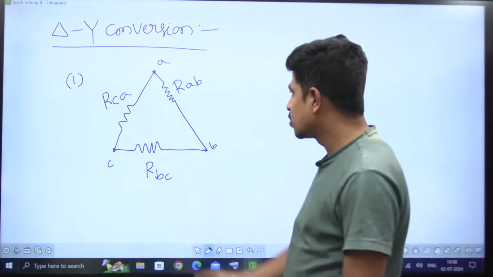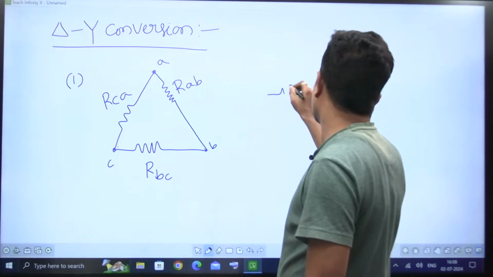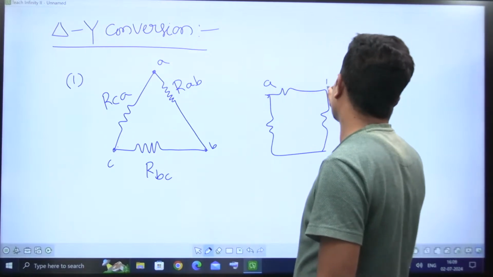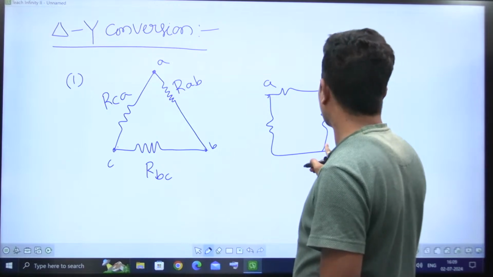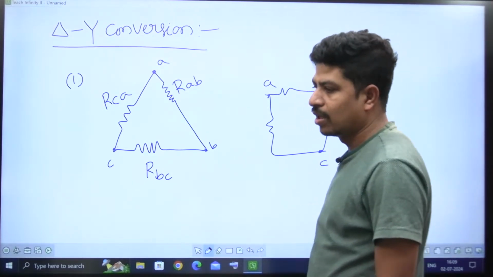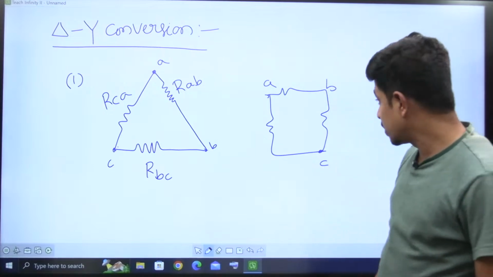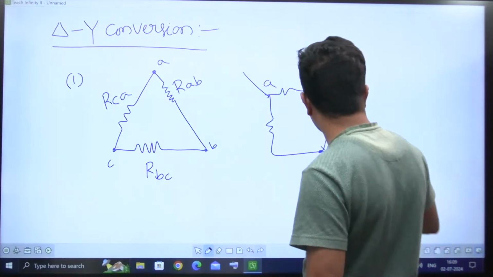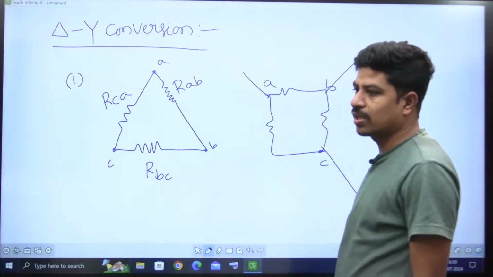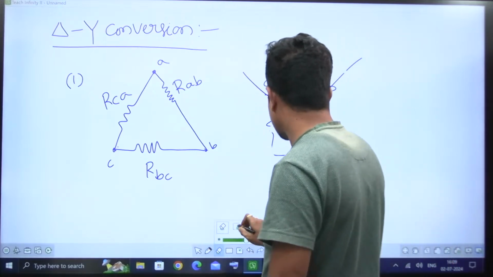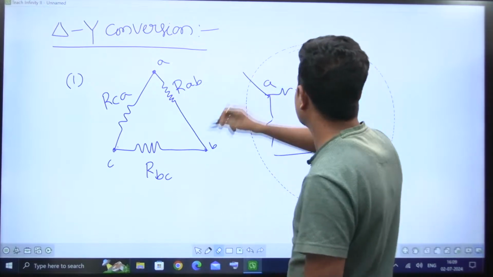Shape is not important, I can say this is also a delta connection. This is A, B, and this is C. That is also a delta connection. But people will ask, sir, how can you say that it is a delta connection? If I'm taking this terminal, this terminal, this terminal out, that is a delta connection, obviously. Shape is not important, connection is important.